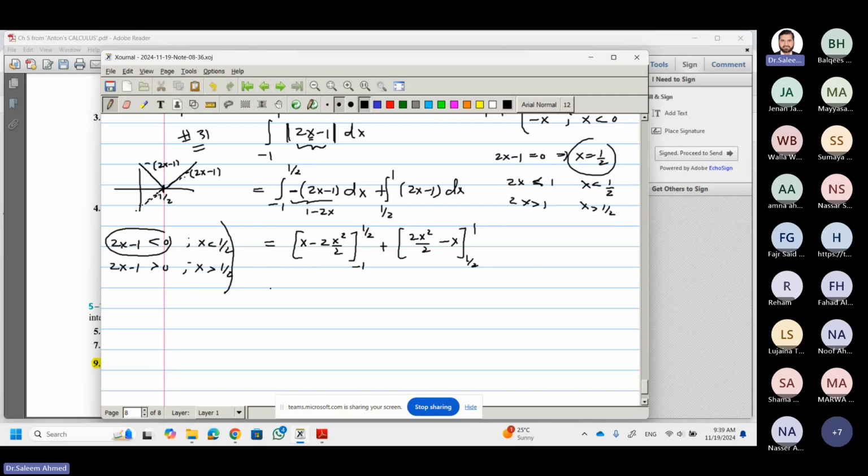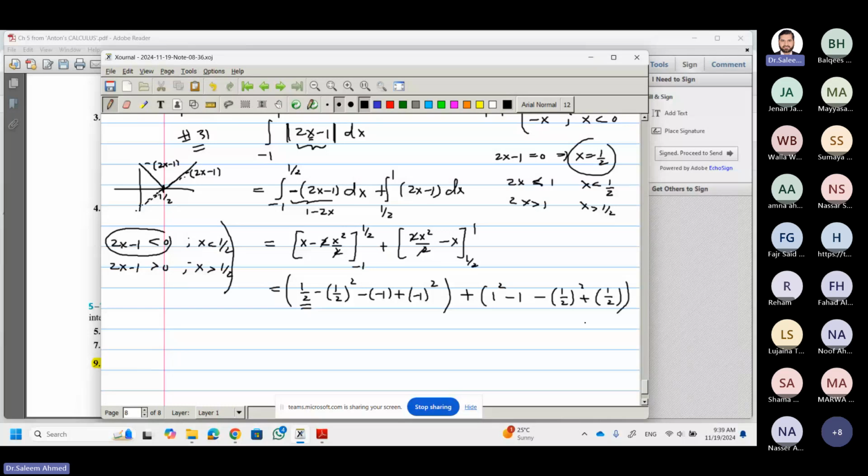Now, if you put 1/2, the 2 and 2 are gone. It is half minus half squared. And when you put minus 1, it is minus 1, and minus minus plus, minus 1 squared. This is the first one. And then the second one. Again, 2 cancels. So if you put 1, it is 1 squared minus 1. And then when you put half, it is half squared minus half, which will become plus half. Now you can do that.